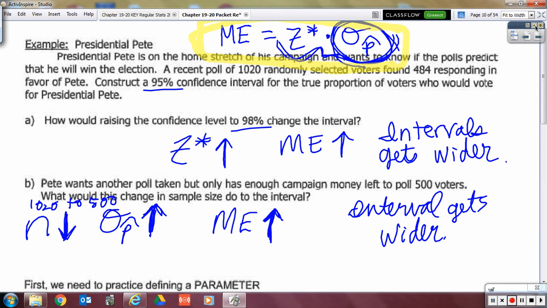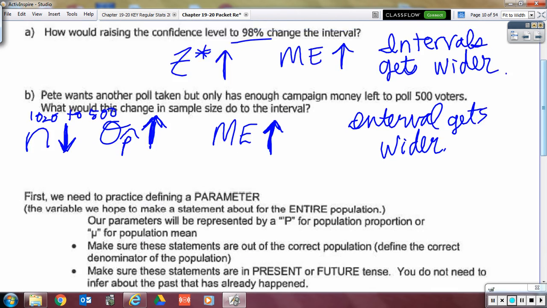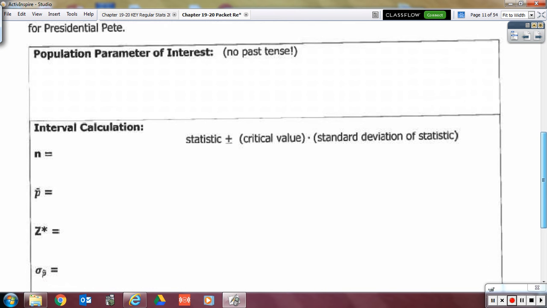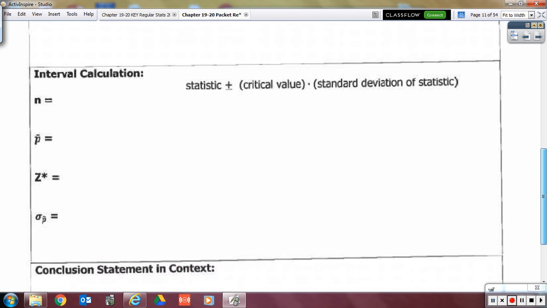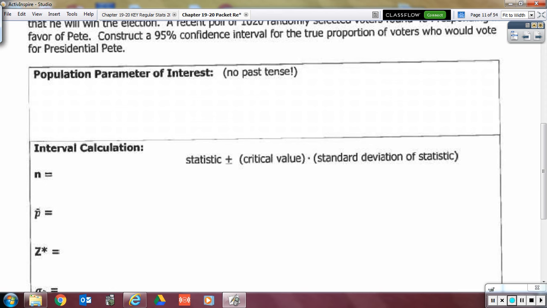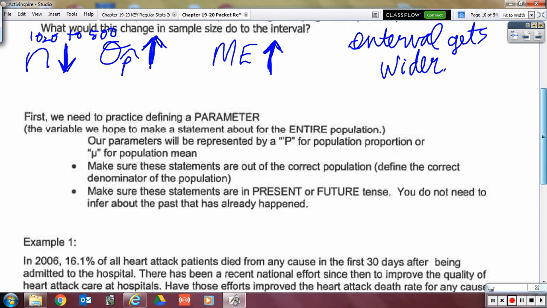Okay, so next item, let me show you where we're headed with this. On the next page, there's this little chart. This is making a whole entire interval, but we have to define what it is we're finding, then compute the interval, and then make a concluding statement. So we have to make a very well thought out answer that is in context. Therefore, I need to teach you what this thing called parameter of interest is. So that's what we're going to learn first. That's about the only thing you don't know in this process, so let's learn what that is.